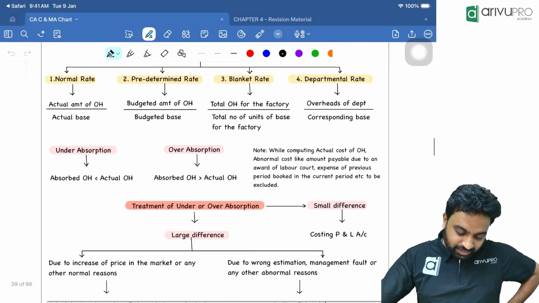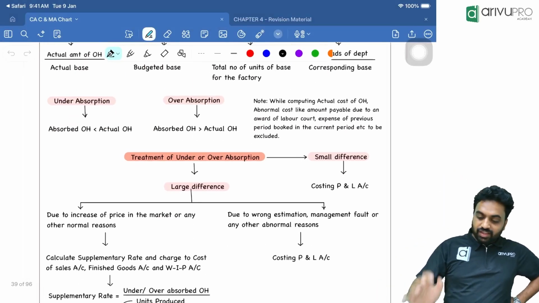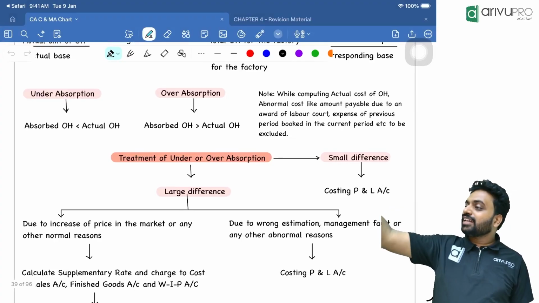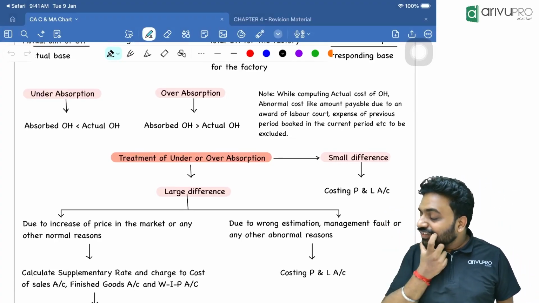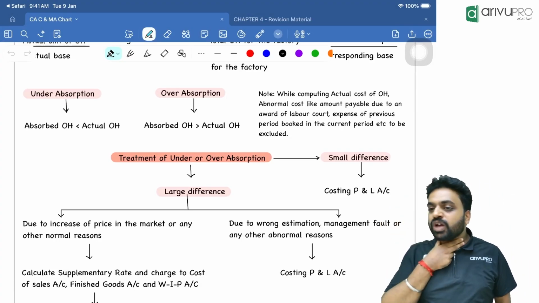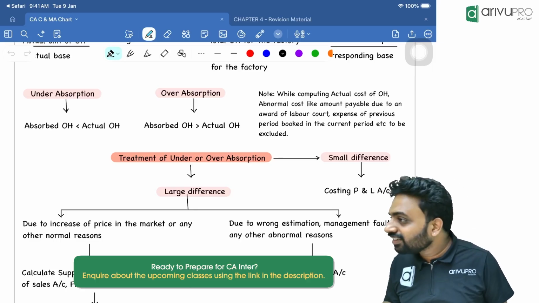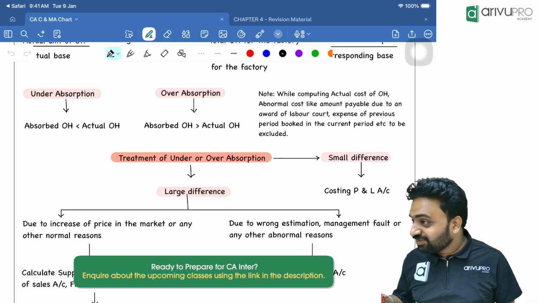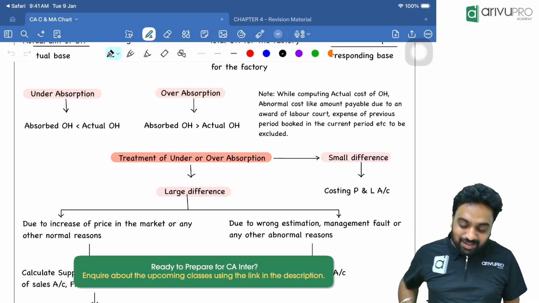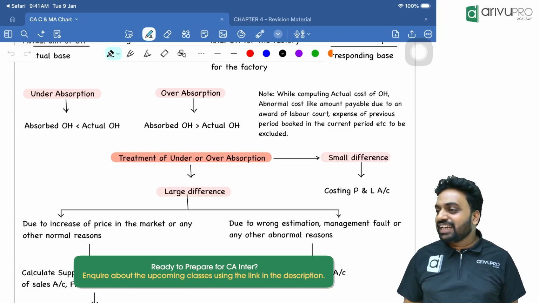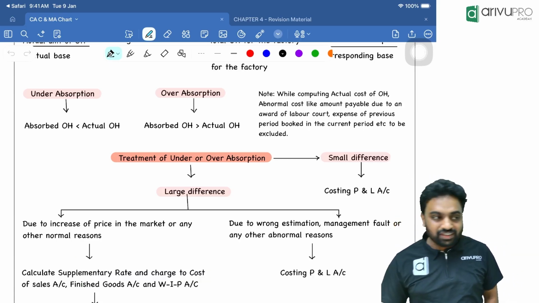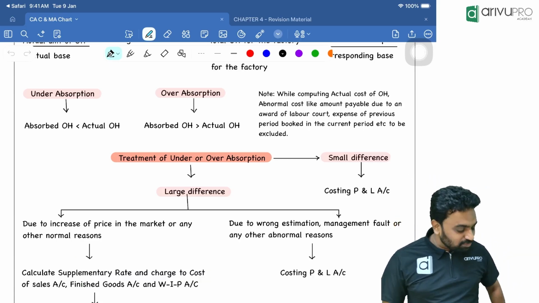Hope you guys remember the treatment of under absorption and over absorption. If the absorbed amount is more than the actual overhead, then we will treat it as over absorption. If the absorbed amount is less than the actual overhead, we call it under absorption. But while calculating the actual amount, please be careful.